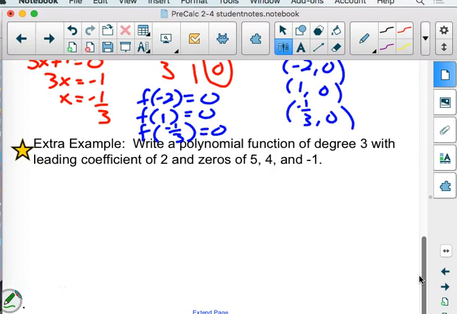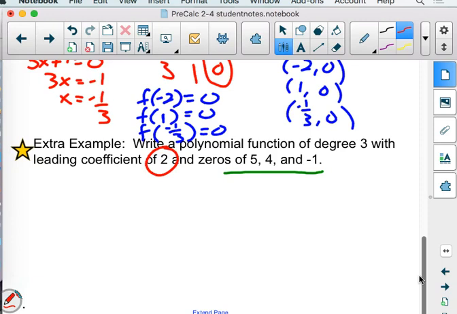Extra example: write a polynomial function of degree 3 with a leading coefficient of 2 and zeros at 5, 4, and negative 1. Now, hopefully when you read through this problem, you said, well, I know exactly how to do that. We've done that in class before. The thing you wouldn't like is this.